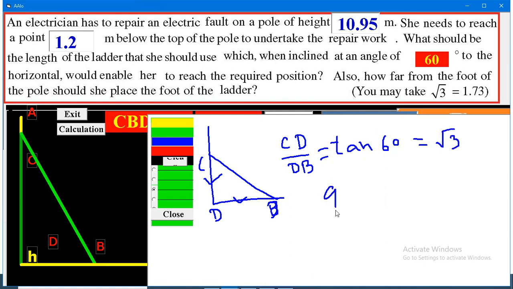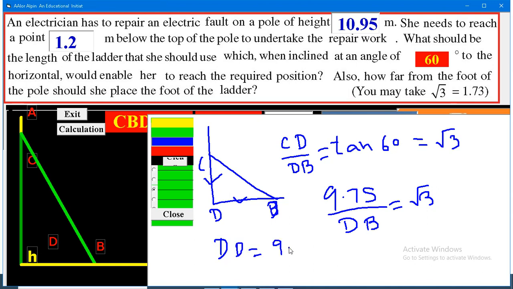So CD is 9.75. I have to find DB. You have to find DB. So if you do cross multiplication, I am getting DB is equal to 9.75 by root 3. Root 3 value is 1.73. You do the calculation, you will get the result.